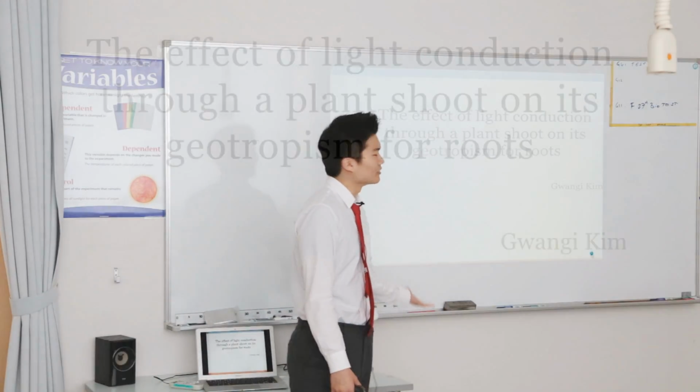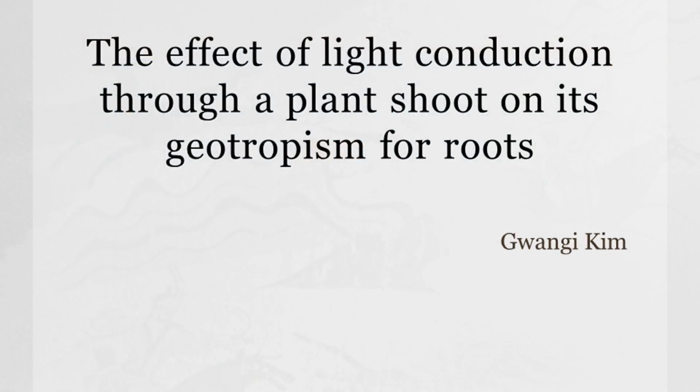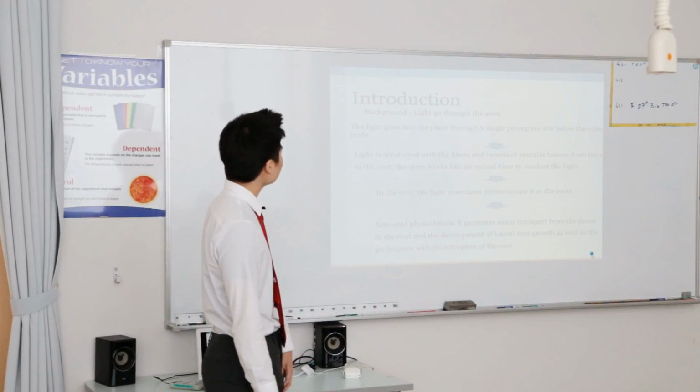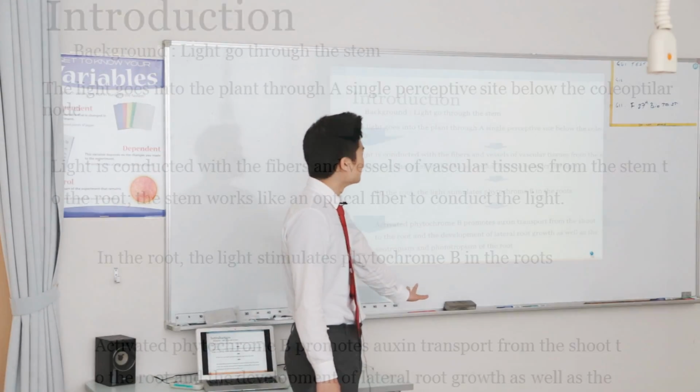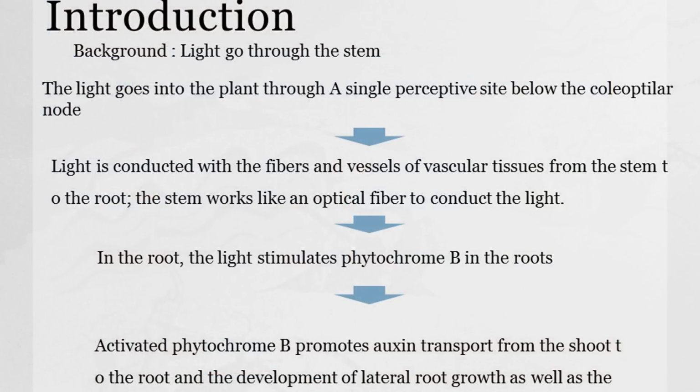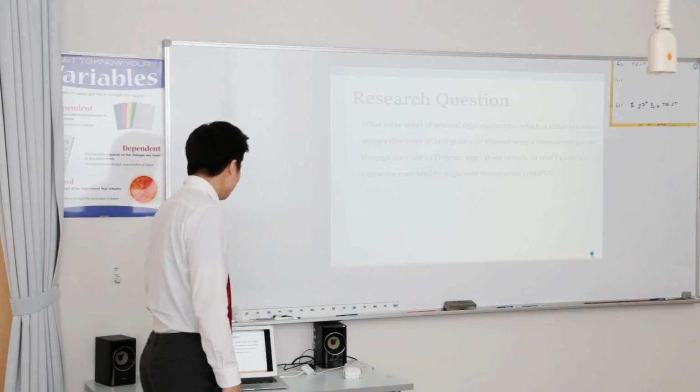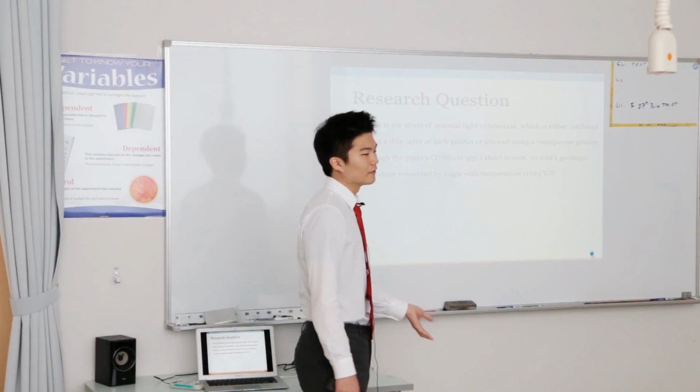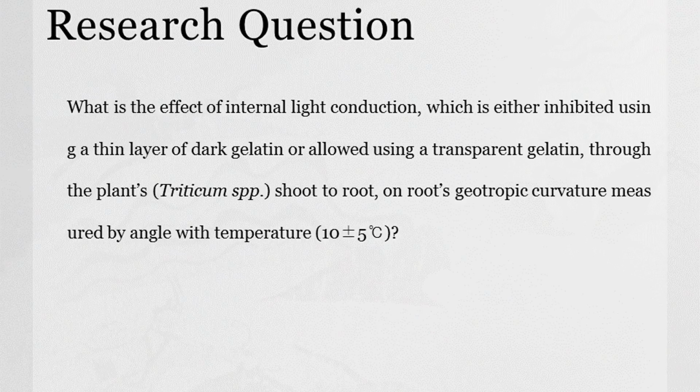Today, I'm going to talk about how the light conduction through the shoot affects the plant's geotropism. The background story is that the light goes to the stem. There are numerical researches that back up that the light goes through the stem and into the root through the vascular tissues, which work like optical fibers. And my research question was how it affects the geotropism of the root.